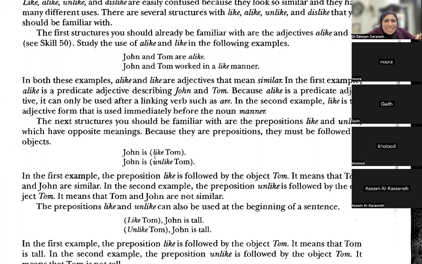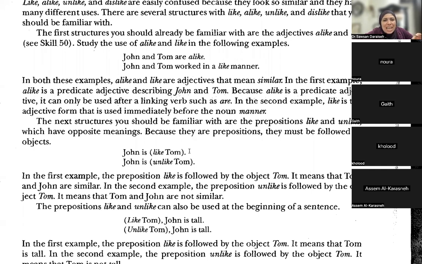All right? An object. مفعول به. John is like Tom. استخدموها like هون as a preposition. مثل. كيف لما نحكي إحنا بالعامية guys مثل أو يشبه. All right. So John is like Tom. Okay. So هون like is a what? Preposition followed by an object.